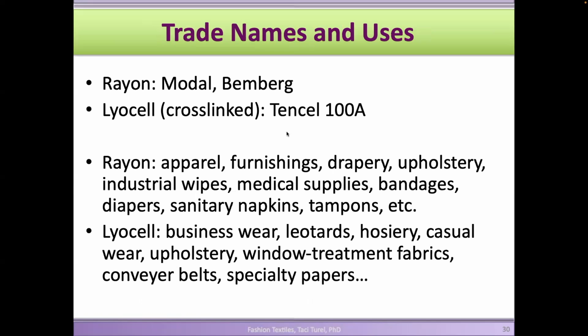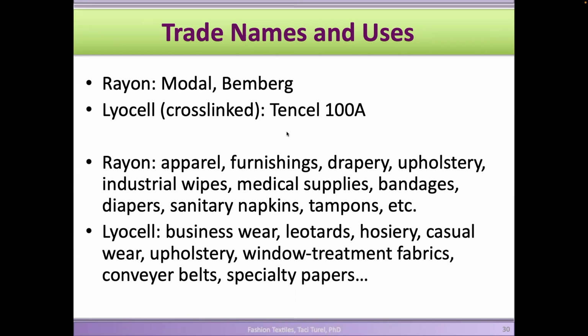These are different trade names: Modal, Bemberg. Lyocell is usually called Tencel. That's one of the registered trademarks. We use rayon a lot in apparel, furnishings, drapery, upholstery, and a lot of disposable products: wipes, medical supplies, bandages, diapers, napkins, tampons. Lyocell is used in business wear, leotards, hosiery, casual wear, upholstery, window treatments, conveyor belts, and specialty paper.